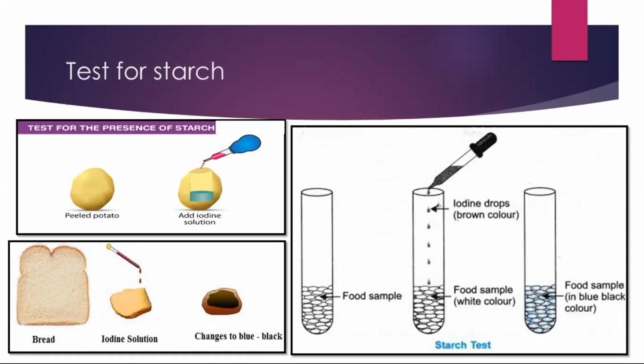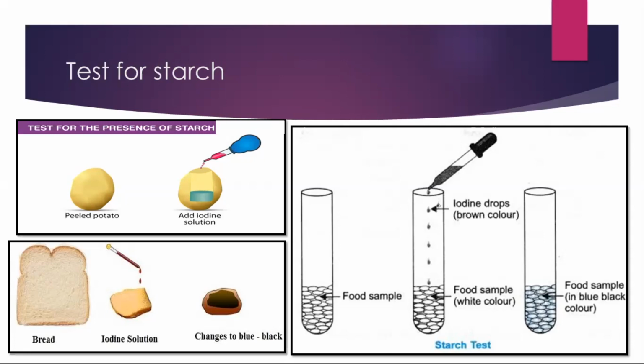We are also going to perform the same experiment with the bread. Take a bread, put a few iodine drops, that is iodine solution, onto the bread. A few minutes later, you will see the color change on the bread. That is, it changes to bluish black. See children, in this slide, I have given the diagram from which you will understand how to do the experiment.